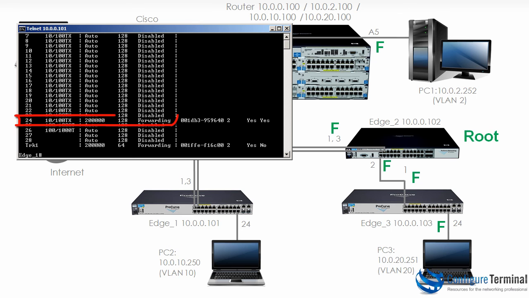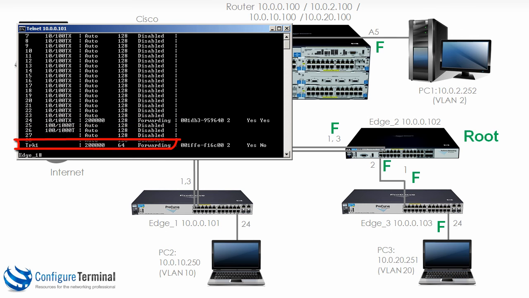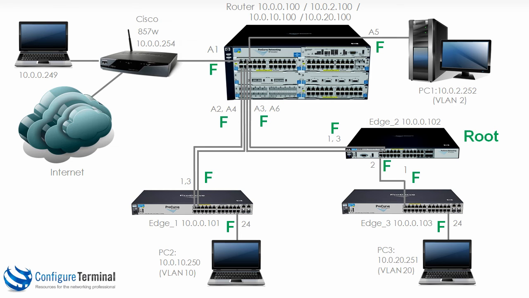Scrolling down, you can see that port 24 is forwarding as well as TRK1. So in this diagram, all the ports on the HP switches are forwarding. So why is that? Why are no ports blocked? Well, the answer is there are no loops in this topology.